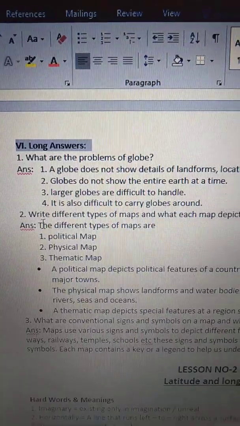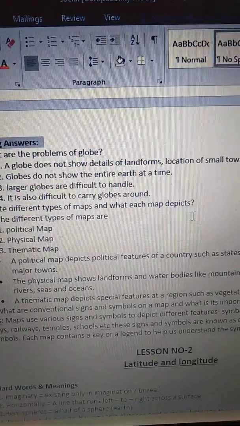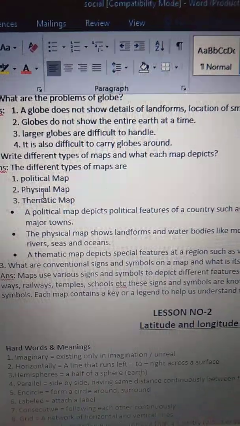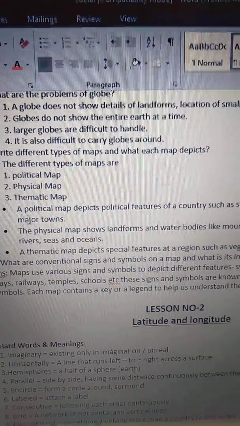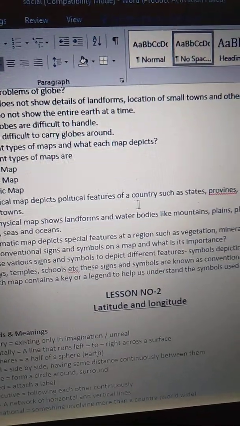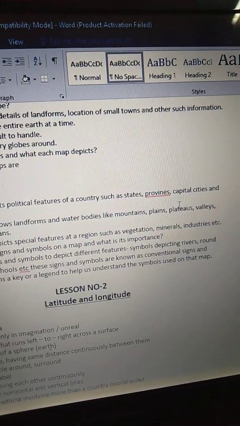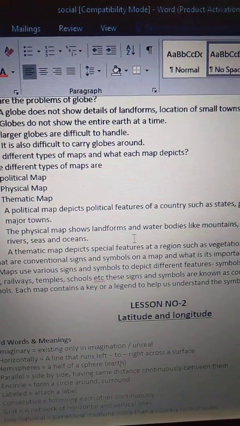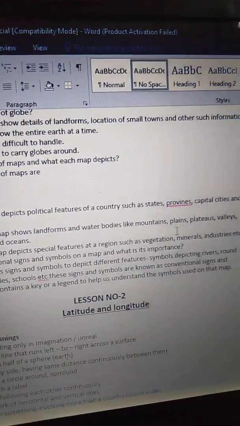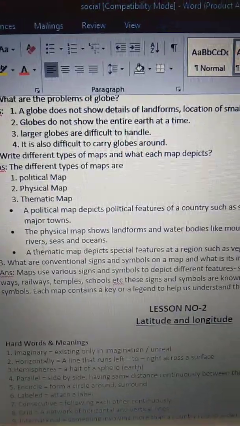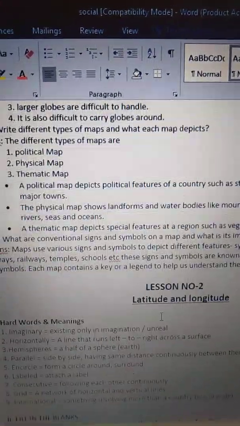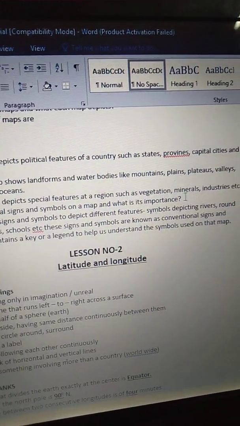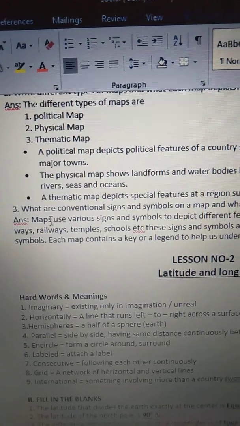See the second question. Write different types of maps and what each map depicts. The different types of maps are political map, physical map, thematic map. A political map depicts political features of a country such as states, provinces, capital cities and major towns. The physical map shows landforms and water bodies like mountains, plains, plateaus, valleys, rivers, seas and oceans. And a thematic map depicts special features of a region such as vegetation, minerals, industries, etc.